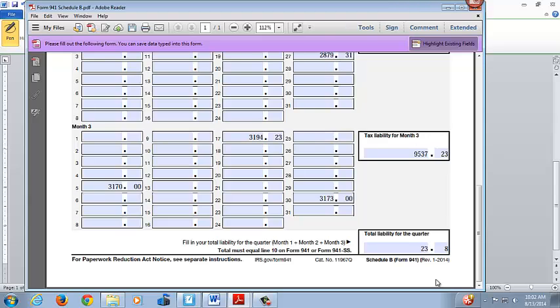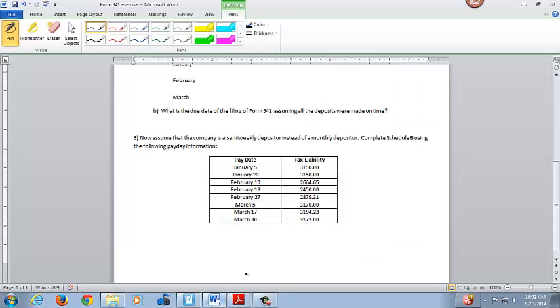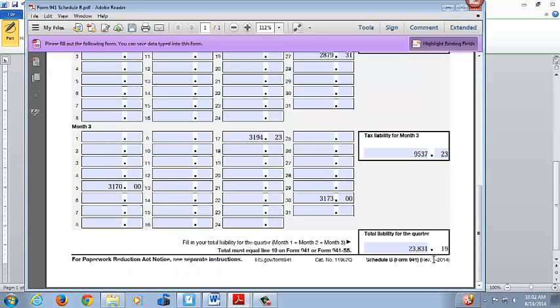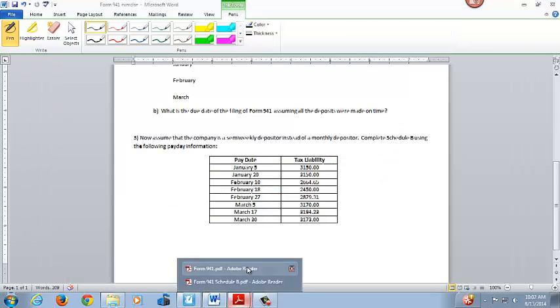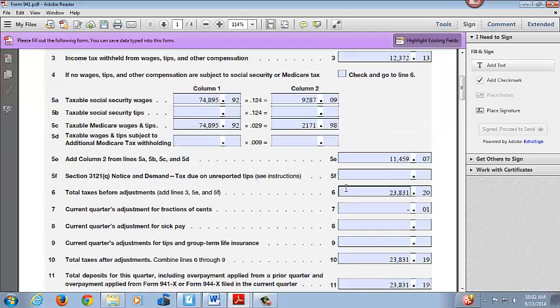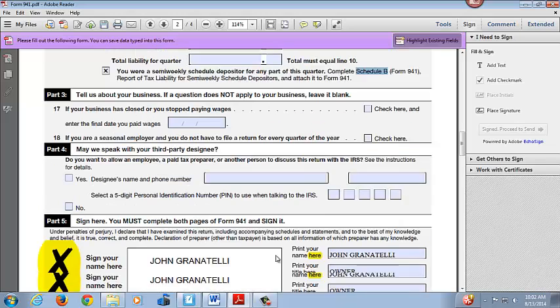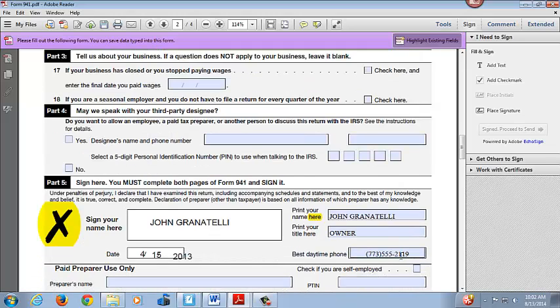$23,831.19. So this number should agree to your line 10 on your Form 941, which if you look, line 10, $23,831.19. And so that's it. If you're a semi-weekly depositor, you don't check any of those, but you just check this and then go to your Schedule B. Of course, you still have to sign here in Part 5.